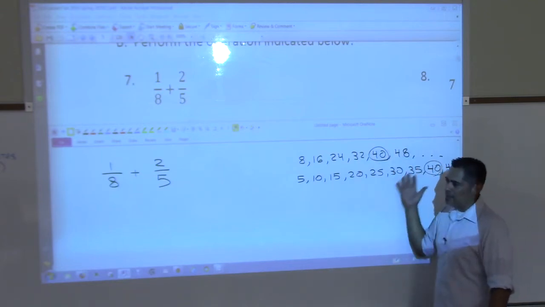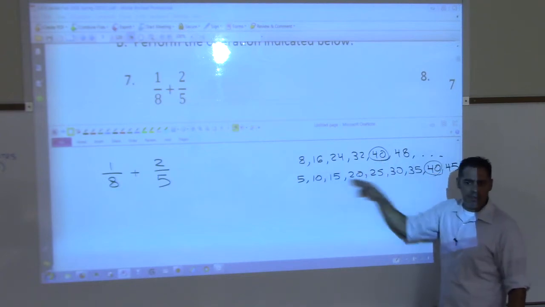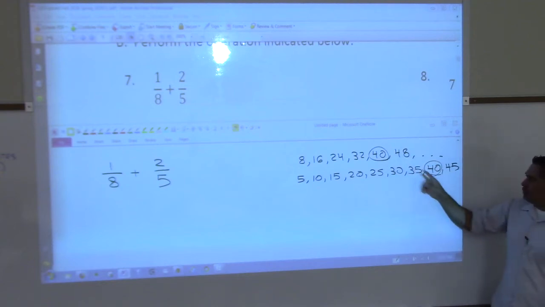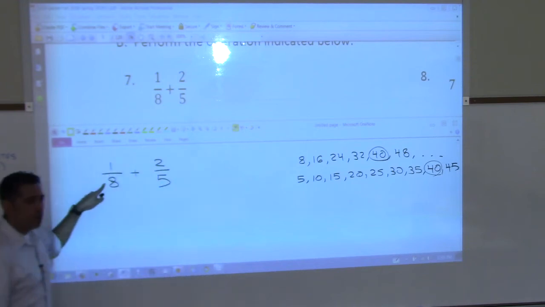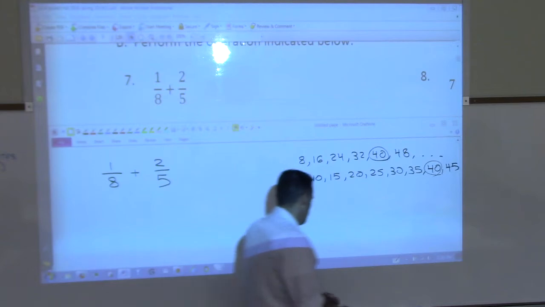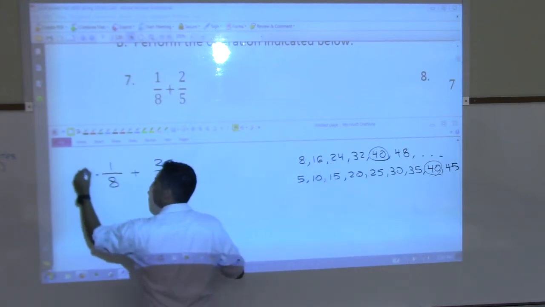I'm not going to do this every time, but this is what we're doing kind of mentally. We're thinking about all the multiples of 8 and all the multiples of 5, and we're trying to figure out what they have in common. We're trying to look for the smallest one, which is 40. So what that means is I need to turn this 8 into a 40, and I need to turn that 5 into a 40. And the way we do that is we multiply each fraction by the number 1.